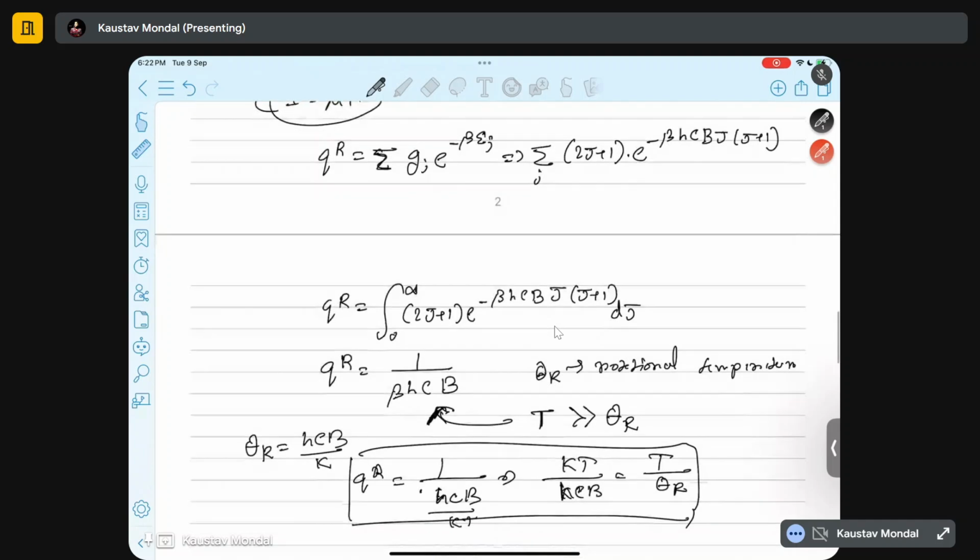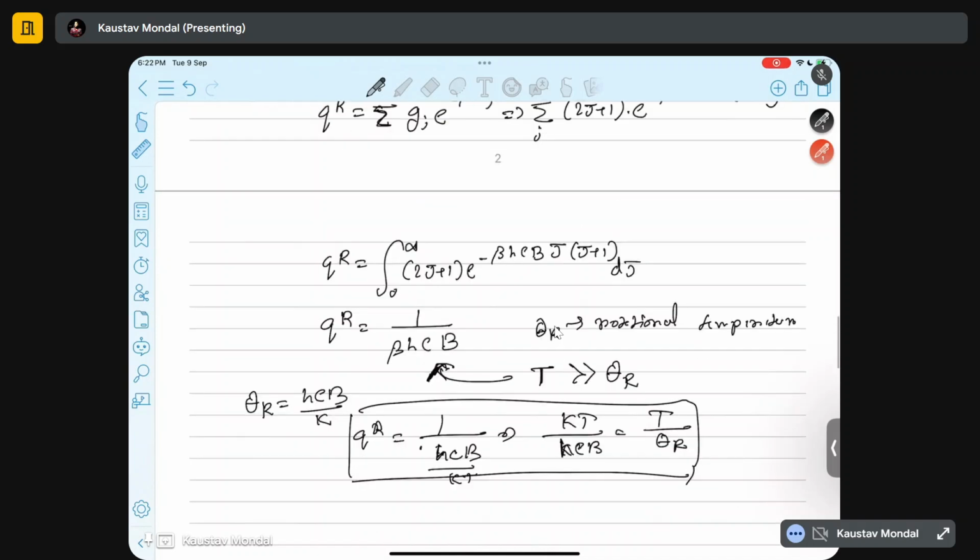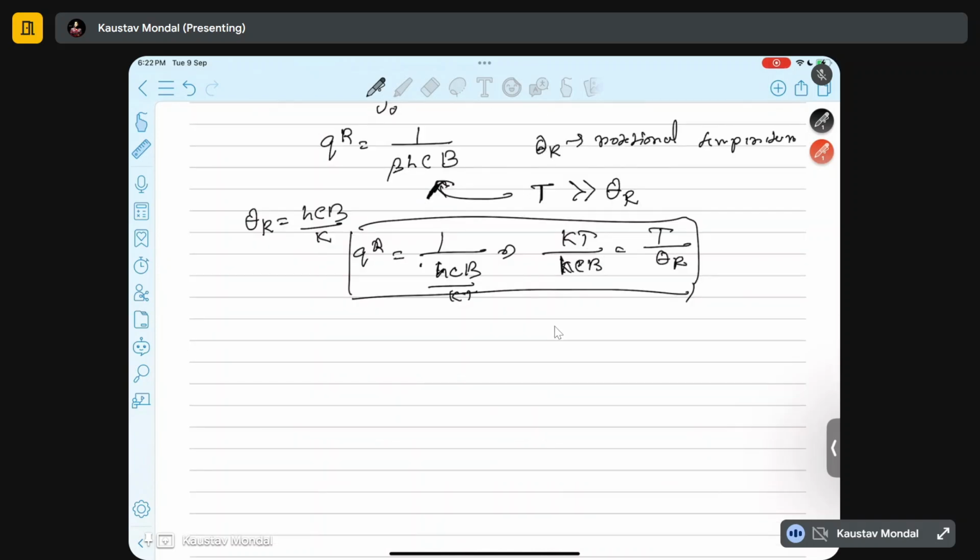All this derivation and approximation is only applicable for linear systems. If it is non-linear, we have to use a different approach to get the expression of the rotational partition function, or otherwise do the whole summation over each energy level. These are the things we discussed in our last class.